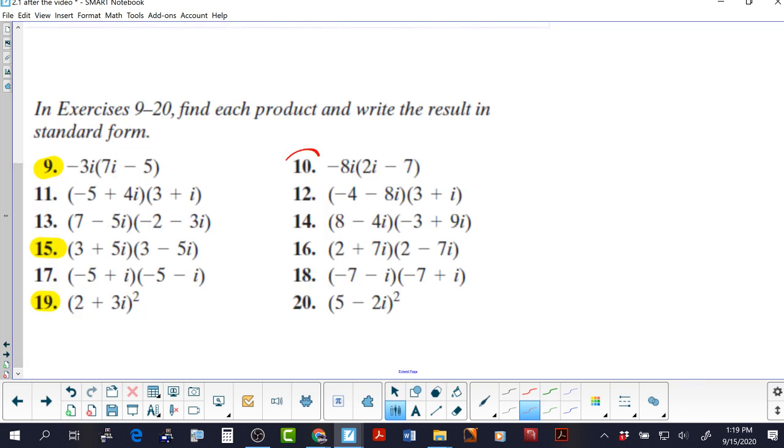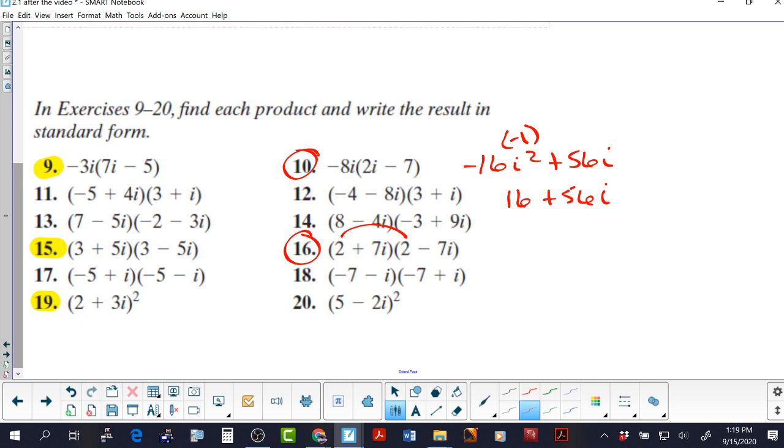Oh, let's do number 10. So we have negative 16i squared plus 56i. So that's going to be 16 plus 56i, because we can replace i squared with negative 1, and negative 16 times negative 1 is positive 16.